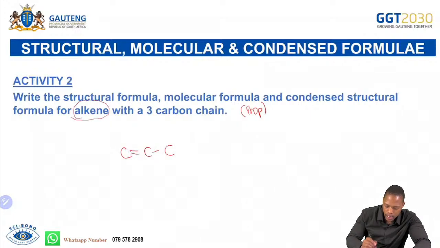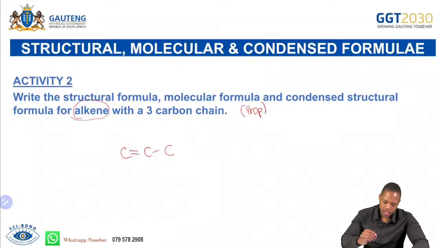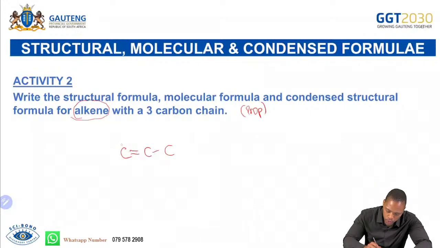Why does it become an alkene? It has a double bond in at least one of the carbons. But if you remember again, we said carbon must be happy. How do you make carbon happy? You give carbon 4 bonds. Always give carbons 4 bonds. So already this one has 2, so it just needs 2 more.